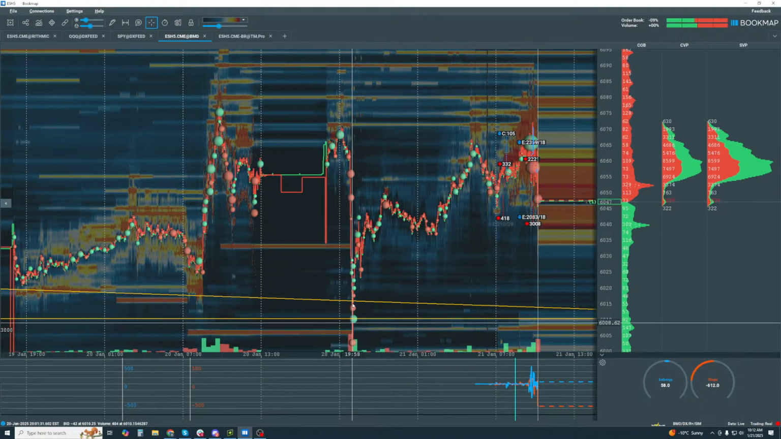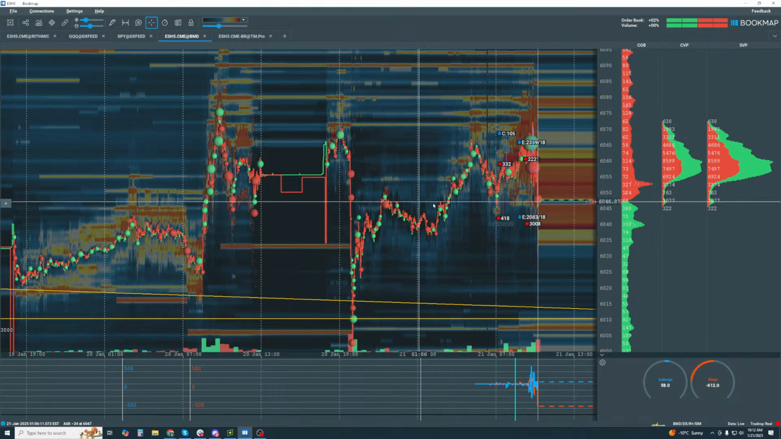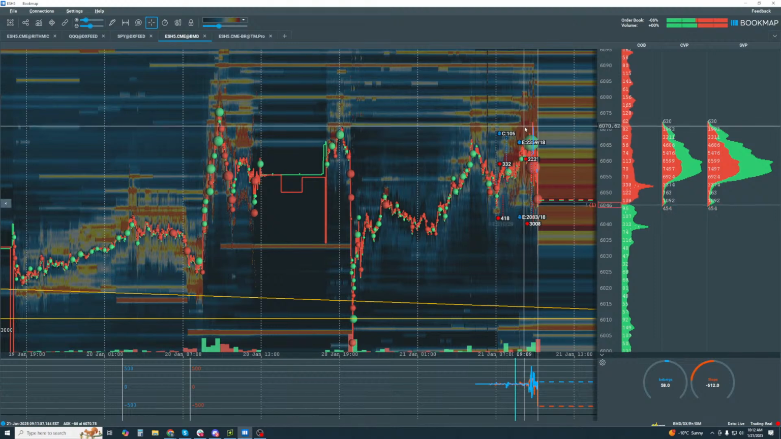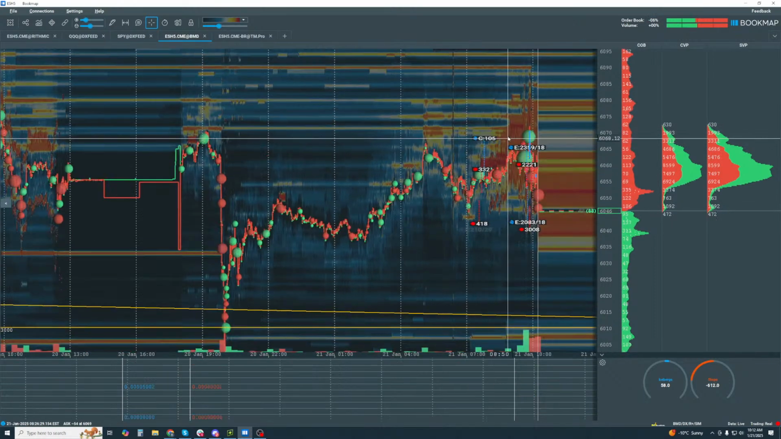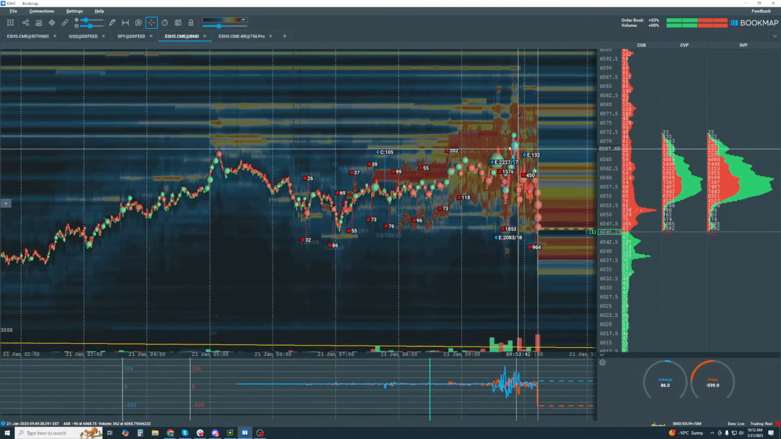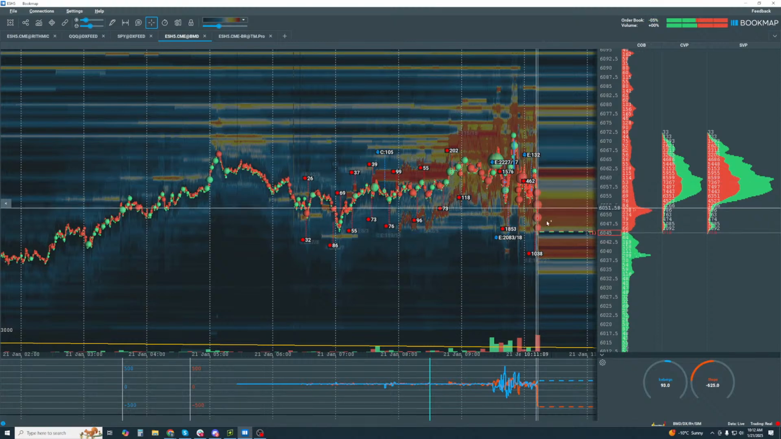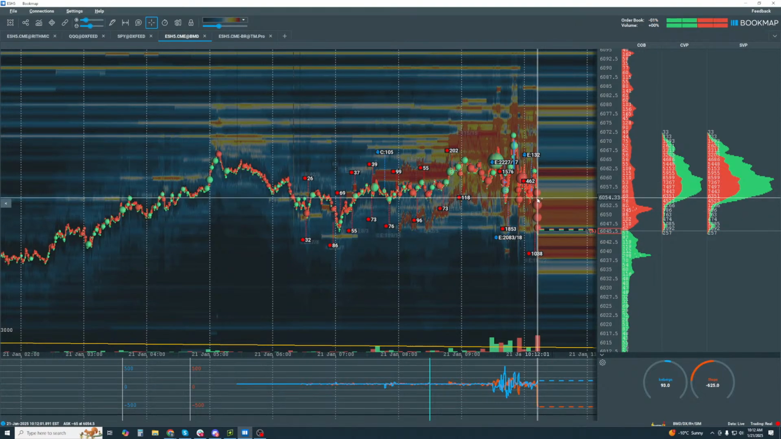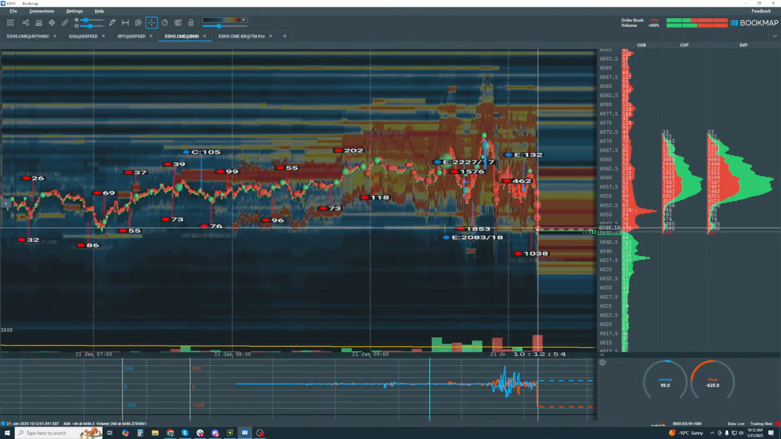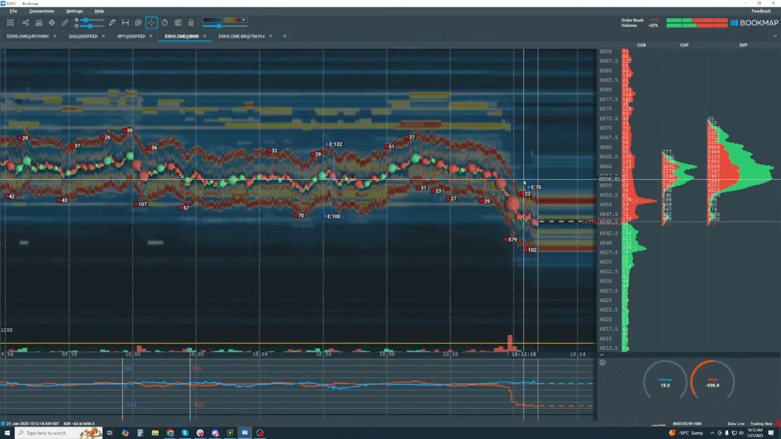We test it down here, we bounce up and through it, and then we test it up into some of the liquidity up in here in the heat map just this morning, and you can see that we've sold off. Okay, now heavy selling coming in right now. All right, well, let's zoom in here a little bit and see what's happening here.